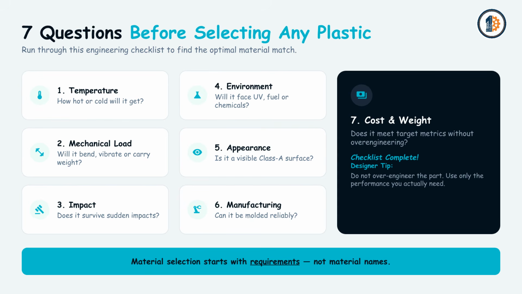Before selecting a plastic, ask these 7 questions. First, what temperature will the component experience? Second, what mechanical loads will act on it? Third, does it need to survive impact? Fourth, will it be exposed to moisture, sunlight, oil, fuel, or chemicals? Fifth, how important is appearance? Sixth, how will we manufacture the component? And finally, what are our cost and weight targets?